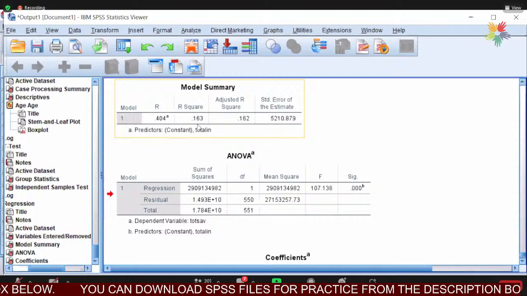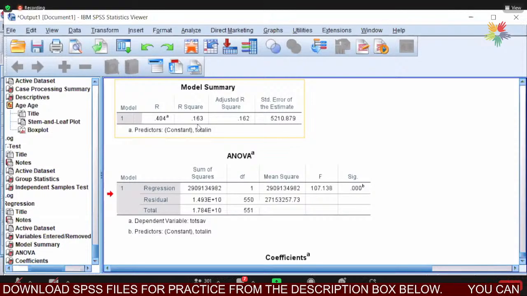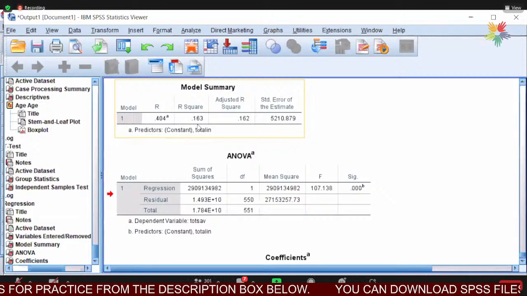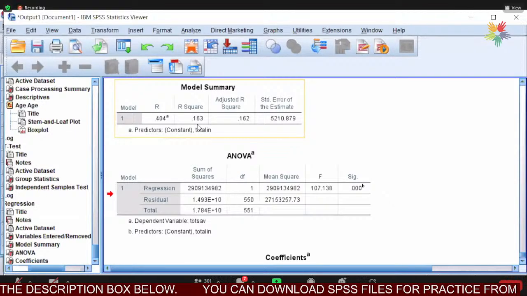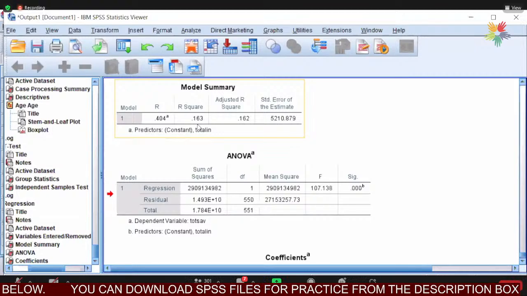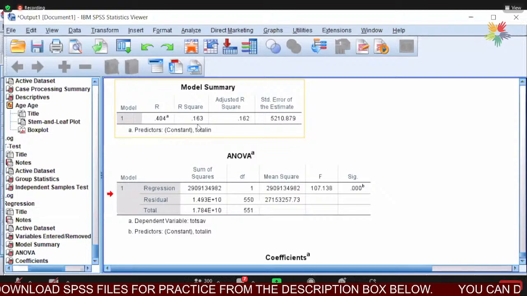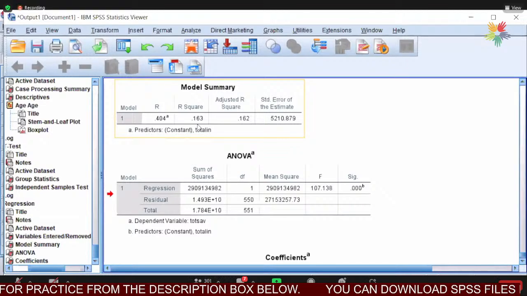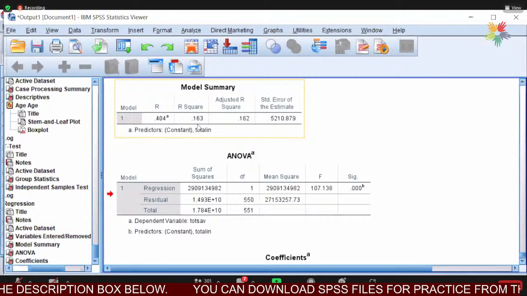0.163, right? Which means the changes in Y, or variability in Y, can be predicted only 16% with the help of this independent variable, income. R square is the degree of determination. What do you mean by degree of determination? To what extent we can determine Y with the help of X. To what extent variability in Y can be predicted with the help of X. To what extent changes in Y happen because of income.